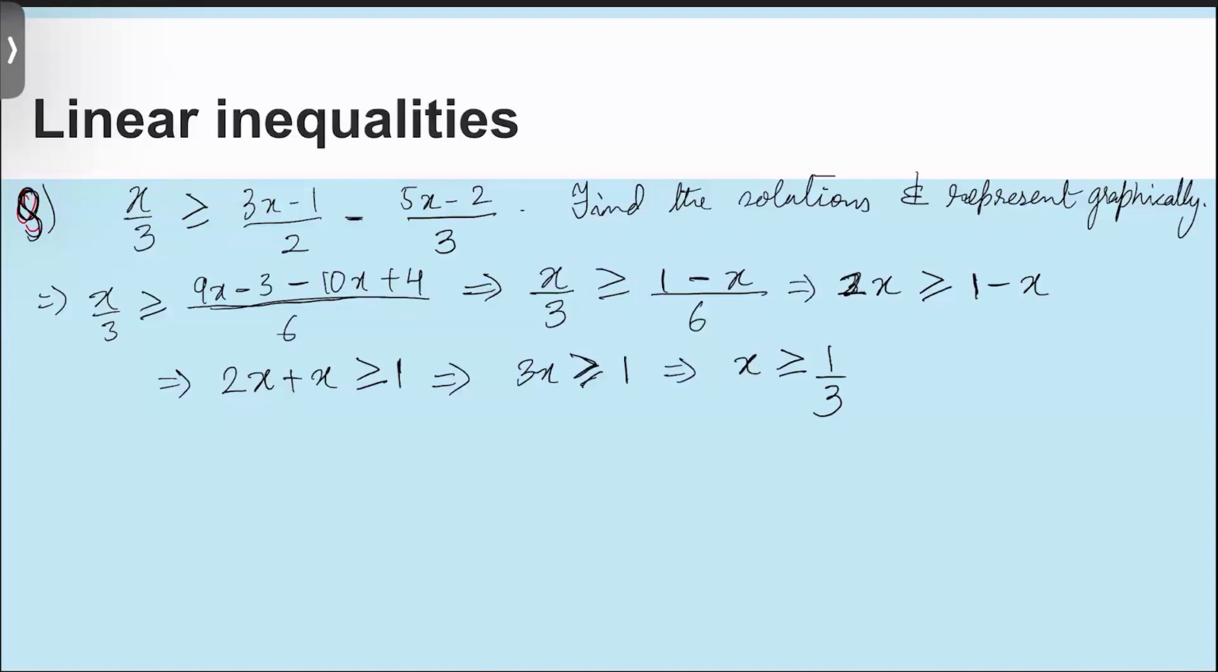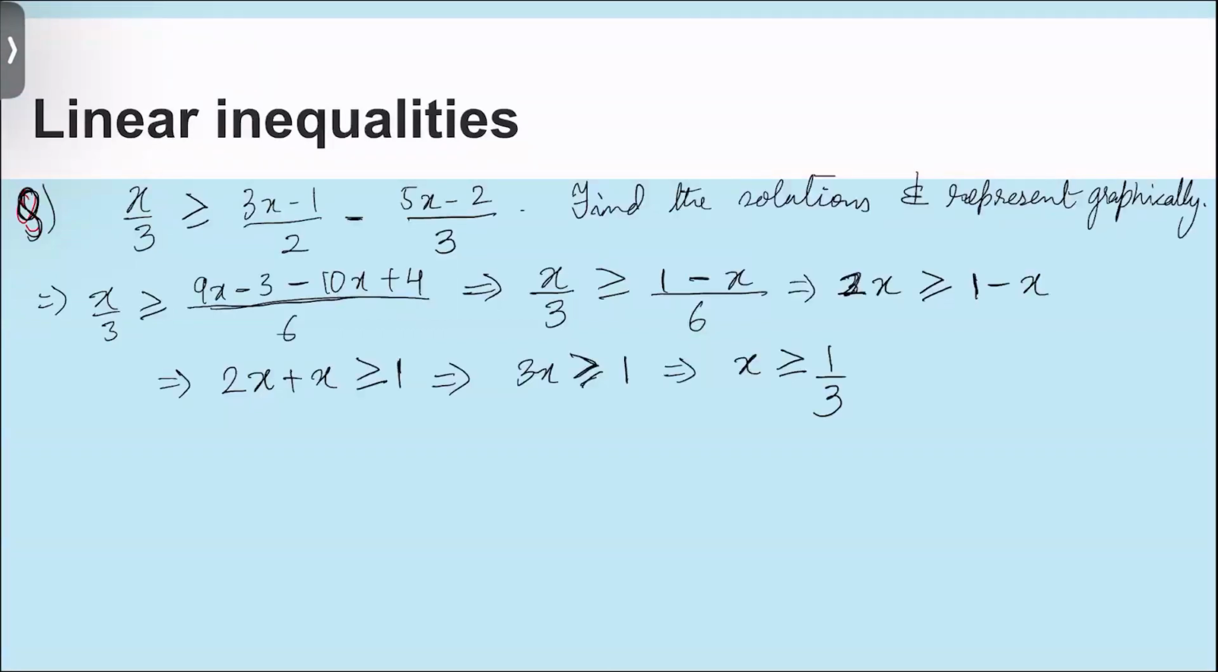Okay, so now you can see that 1 by 3 in itself is a fraction. It is a positive number, but on the number line, if you want to understand where to start representing it, you can quickly see that x would be greater than or equal to 0.33. Okay, so you start between 0 and 1.